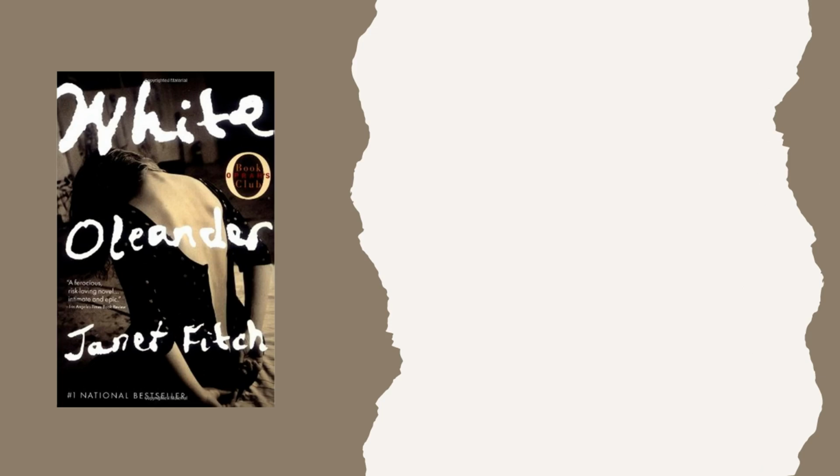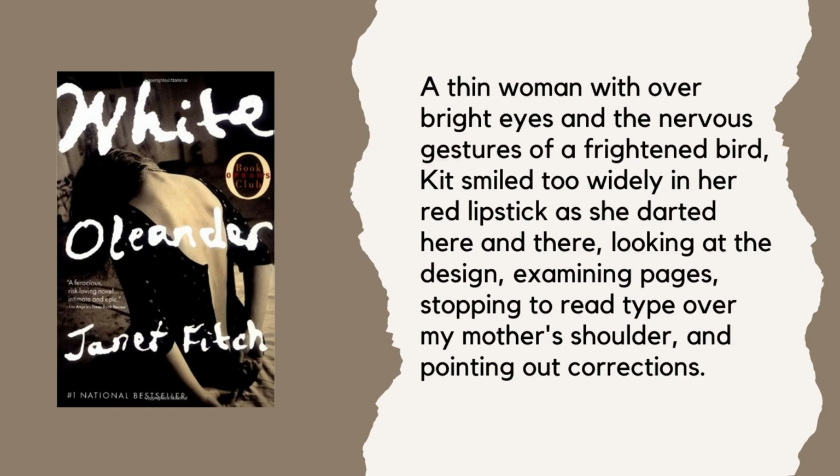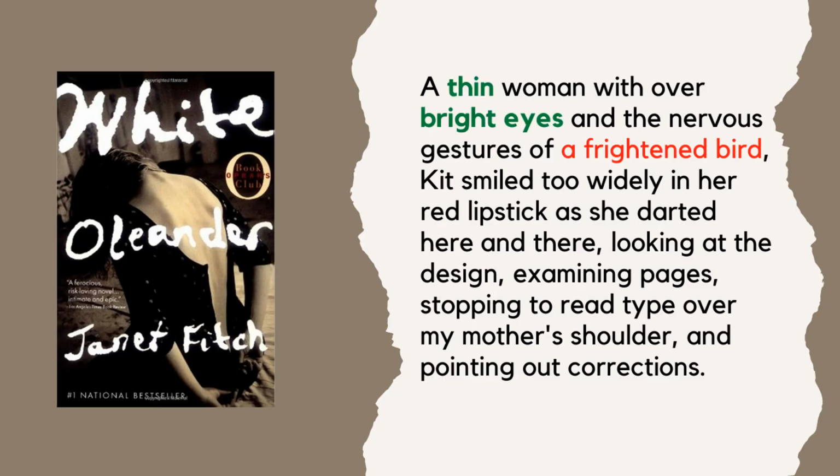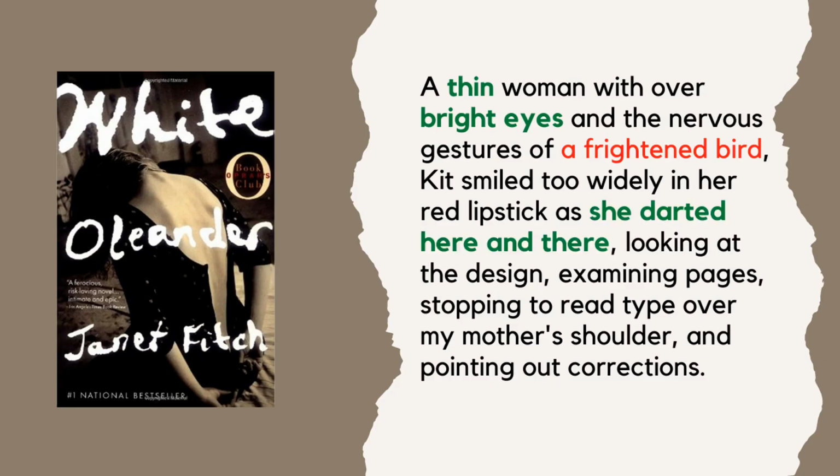For example, let's look at this character description from White Oleander by Janet Fitch. A thin woman with overbright eyes and the nervous gestures of a frightened bird, Kit smiled too widely in her red lipstick as she darted here and there, looking at the design, examining pages, stopping to read type over my mother's shoulder, and pointing out corrections. Describing her as a frightened bird gives us an immediate and meaningful sense of who this person is. There's also a harmony in the description, as thinness and bright eyes are also bird-like attributes. As is the description of her darting here and there, there's a sense of cohesion and purpose behind these descriptions.